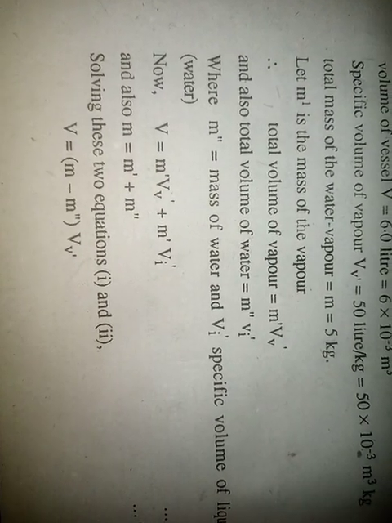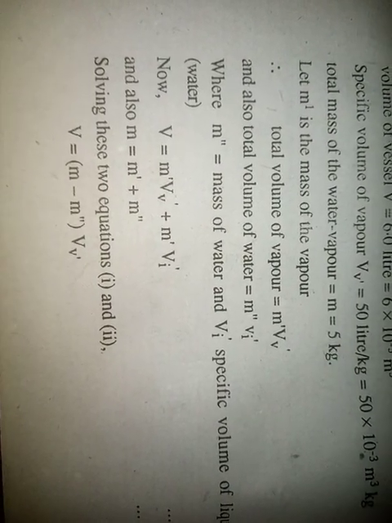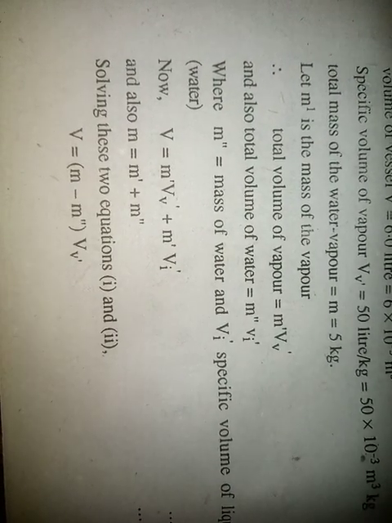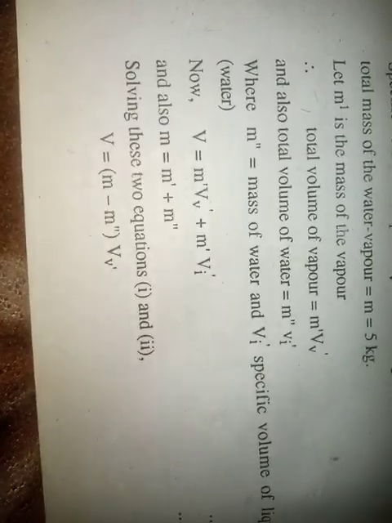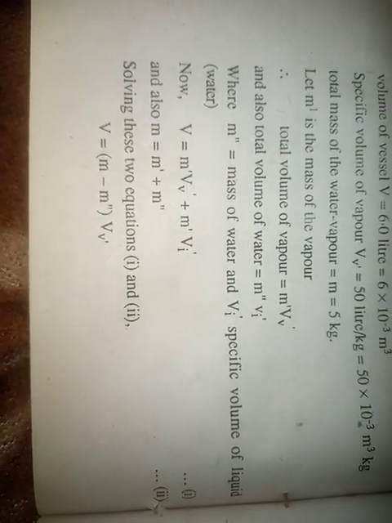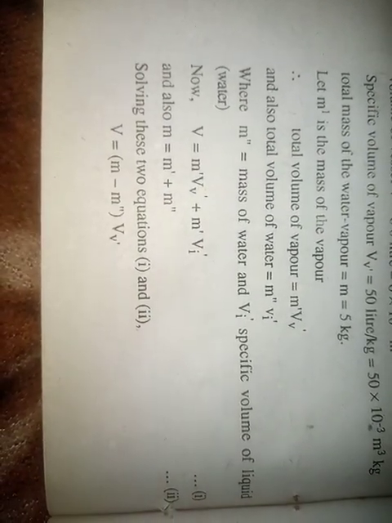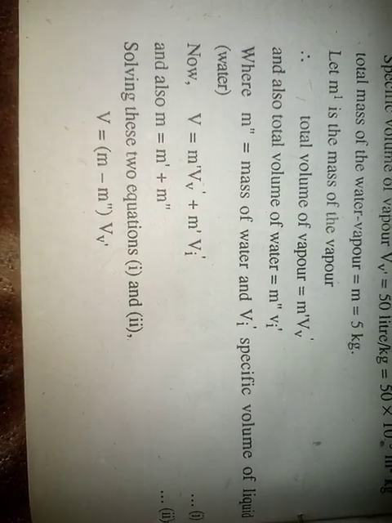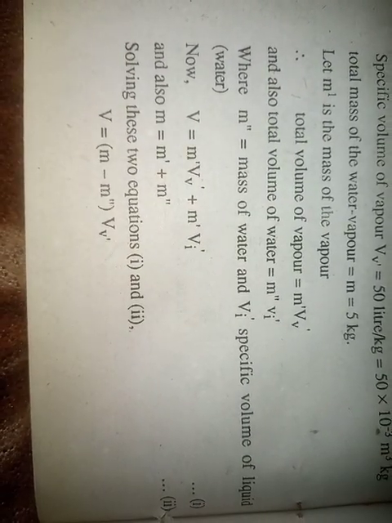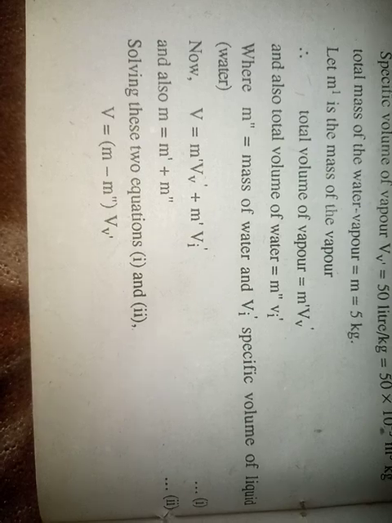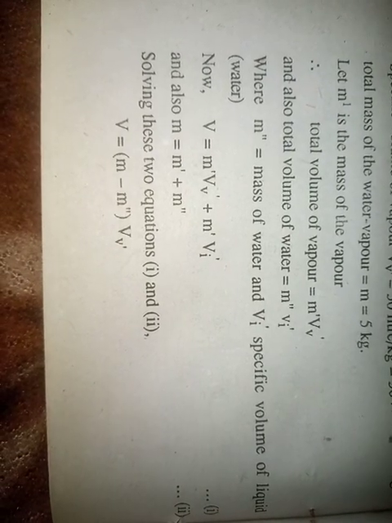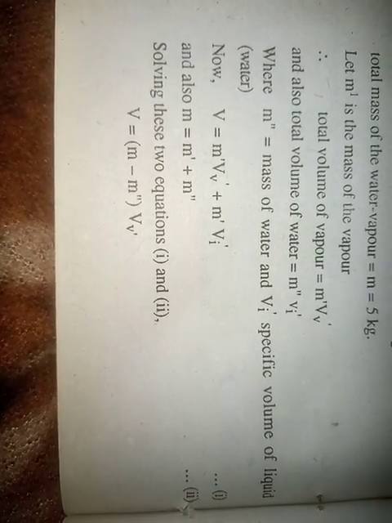Hence total volume of vapor is m' into Vv', and also total volume of water is m'' into Vl', where m'' is the mass of water and Vl' is the specific volume of the liquid water. Now V equals m' Vv' plus m'' Vl', equation 1, and also m equals m' plus m'', equation 2.